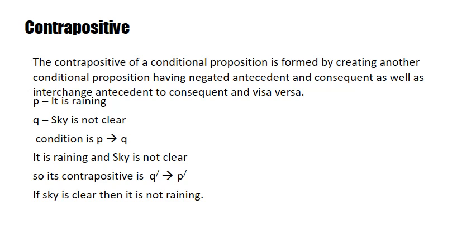For example, if P is it is raining and Q is the sky is not clear, then P implies Q says if it is raining then sky is not clear. Its converse is Q implies P, that means if the sky is not clear then it is raining.